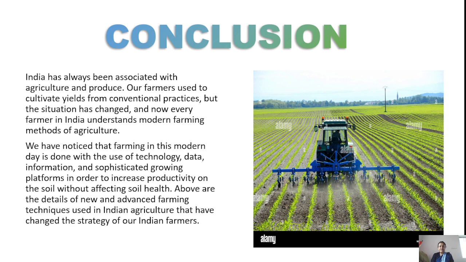So Indian agriculture has changed its strategy, with our Indian farmers moving from traditional farming methods to modern farming methods. These technologies are used for data information and sophisticated growing platforms with increased productivity and restoring the soil health.